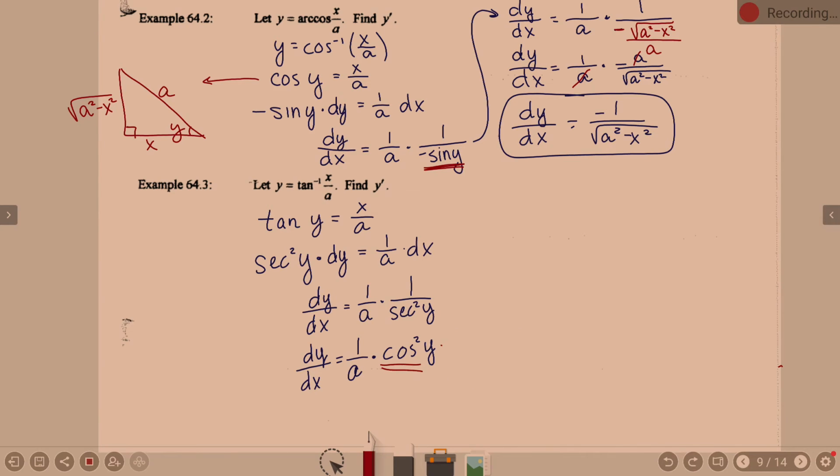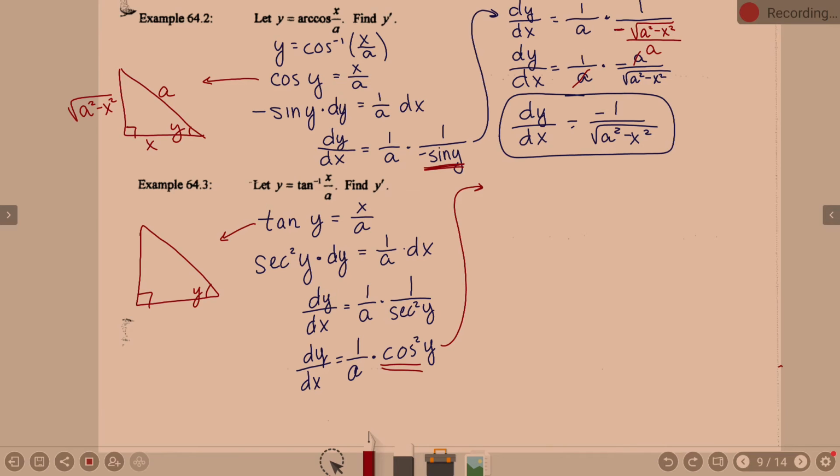The key is I need to know what cosine of y is. So guess what we have to do? Triangle again. This time, the connection we are given is the tangent connection. So the tangent of angle y, so write in a y for one of your angles.